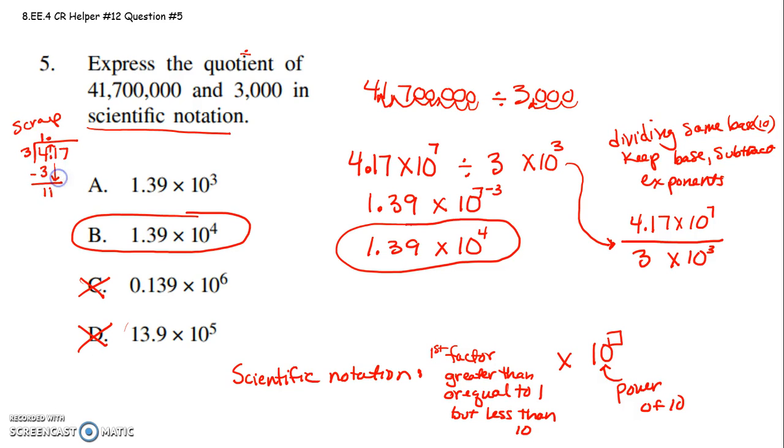We got to drag down that 1. 3 goes into 11 3 times. 3 times 3 is 9. 2. Drag down that 7. 3 goes into 27 9 times. All right. There's not anything more I could possibly do with this problem.